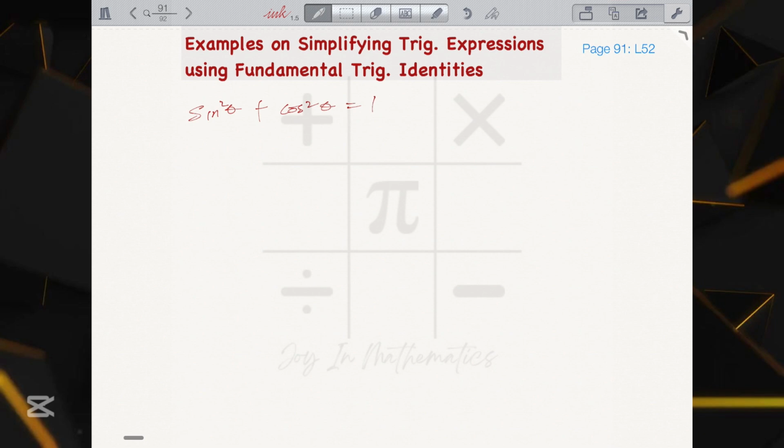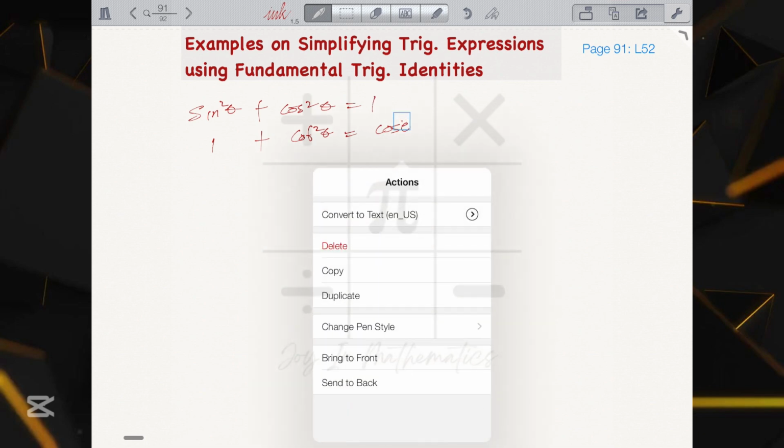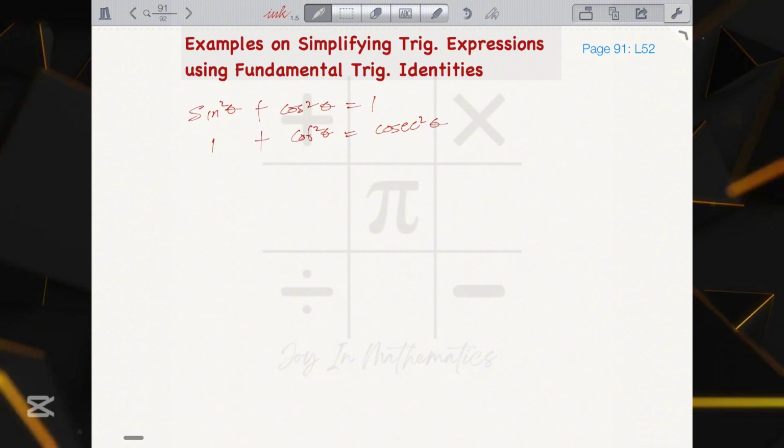And if we divide all through by sine squared theta, we will have 1 plus cot squared theta is equal to cosec squared theta. And if we divide the first expression by cos squared theta, we will have that tan squared theta plus 1 is equal to sec squared theta.